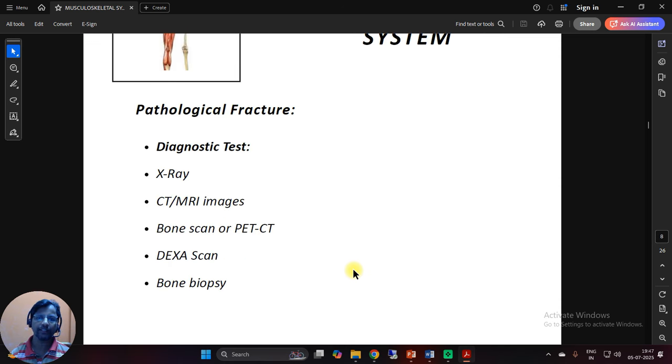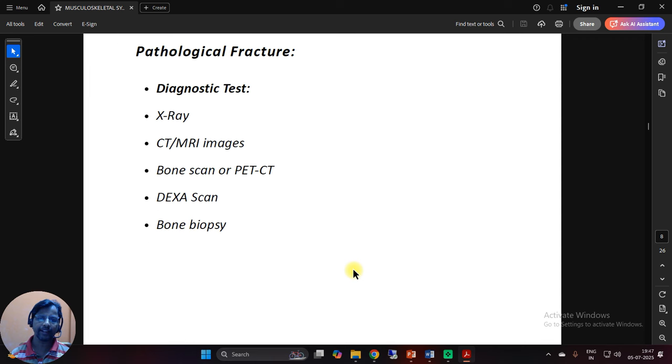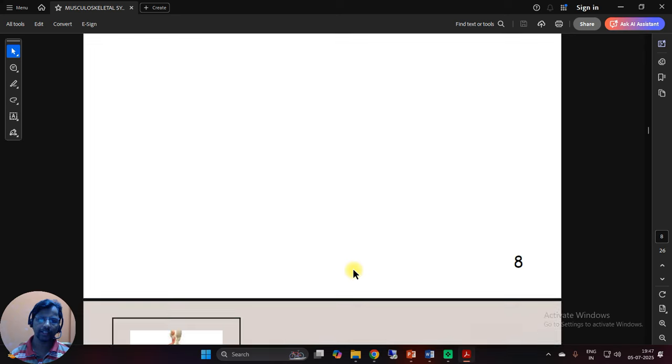Okay. Pathological fracture. How does the physician identify a pathological fracture? Using X-rays, CT, MRI, bone scan or PET-CT, DEXA scan and bone biopsy.